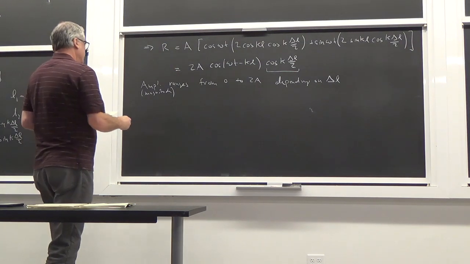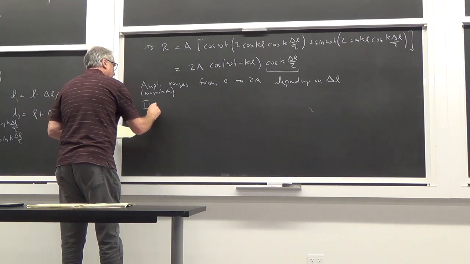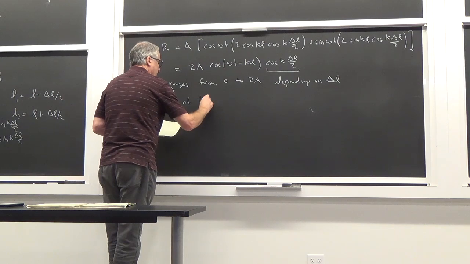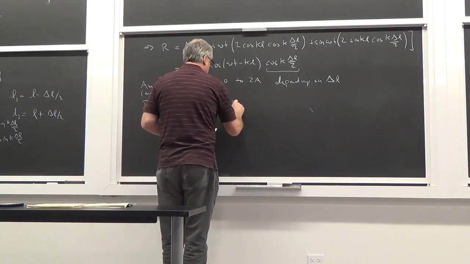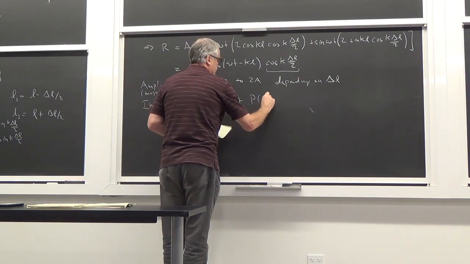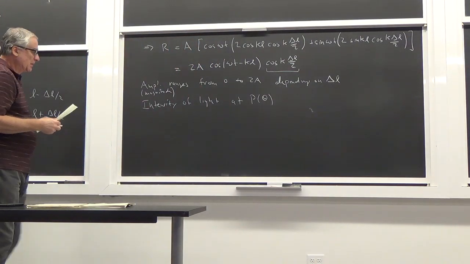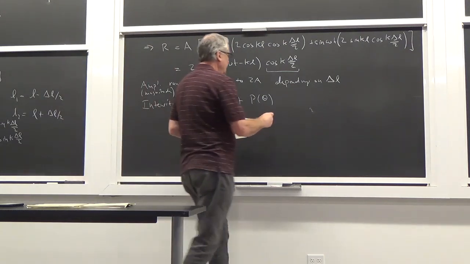So if we ask for the intensity of the light at our observation point P of theta, this is the square of the amplitude.